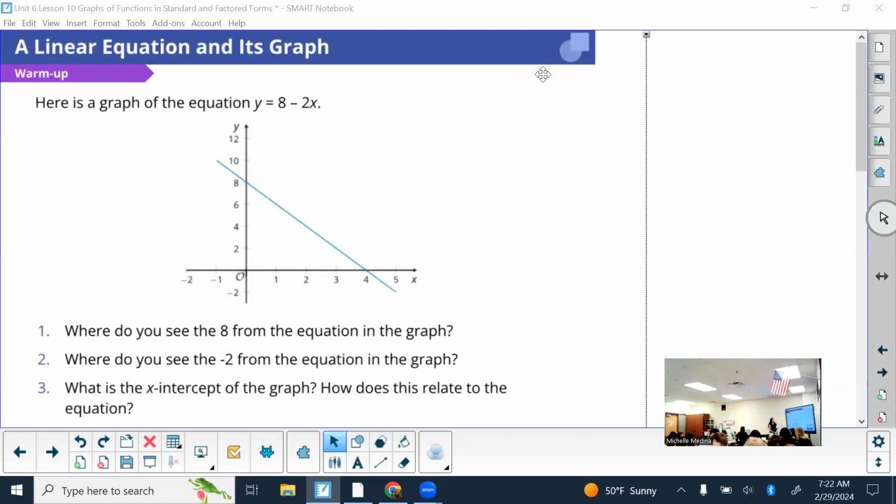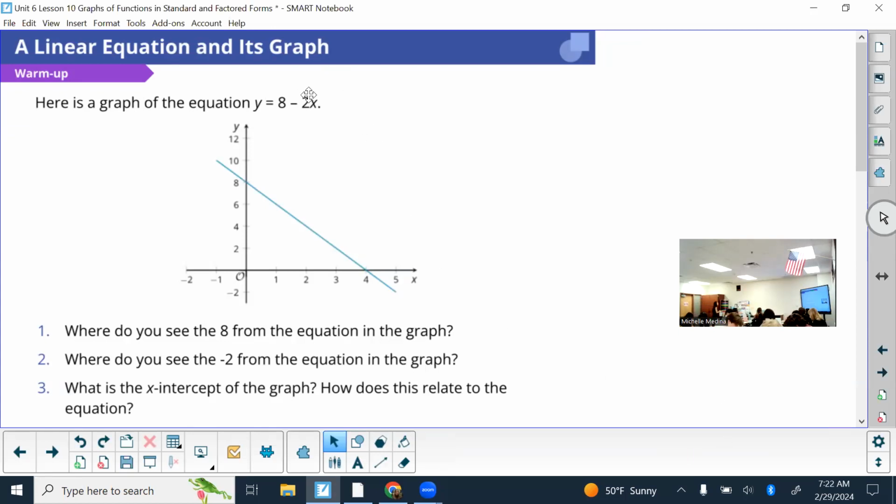Where do you see 8 from the equation in the graph? The y-intercept. All right, so it gave you this equation. What form is this equation in? Good. y = mx + b, or slope-intercept form is the proper name. So in slope-intercept form, the 8 represents the y-intercept since it's the number not attached to the x. And you can see it on the graph on the y-axis. So yeah, that's my y-intercept.